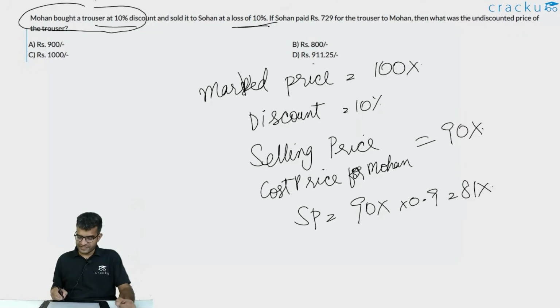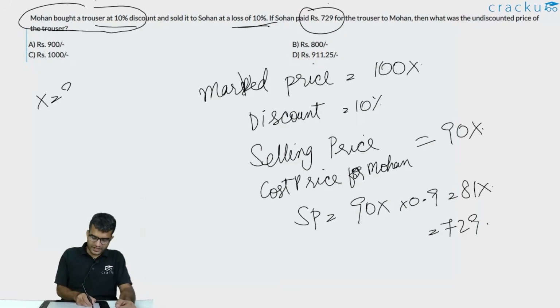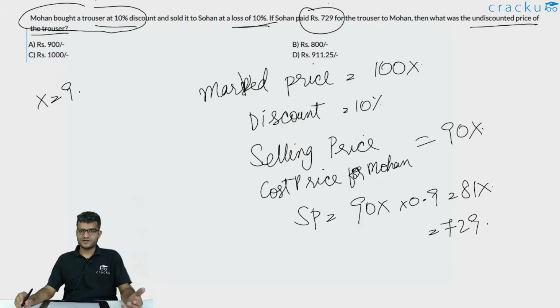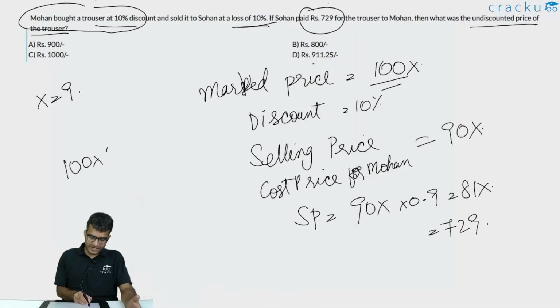Now this 81x we are told is equal to 729. This is given to us, or the value of x is equal to 9. So this would tell us that the undiscounted price of the trouser, which is the mark price of the trouser initially, which is equal to 100x, will be 100 into 9, which is equal to 900. So the correct answer is option A.